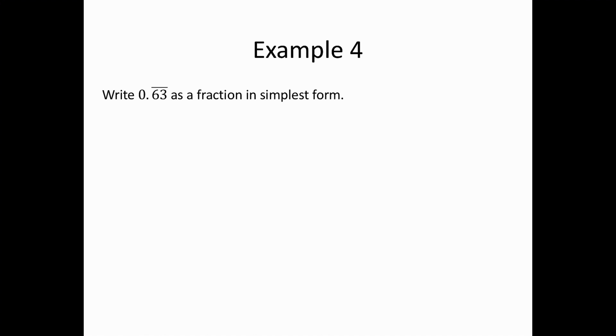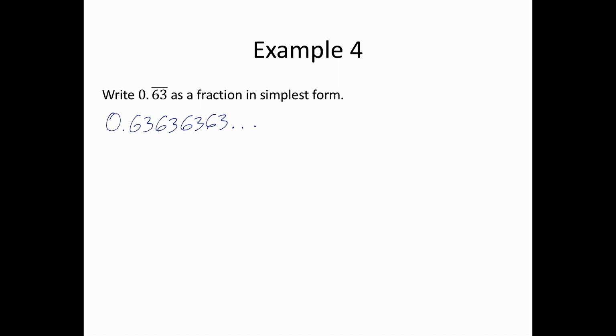Example 4 seems out of place, but we'll figure this out. It says to write that as a fraction in simplest form. So 0.63, it's got that bar above it. Remember, that's the repeater bar. So if we were to write this out the long way, it'd be 0.63636363, and it keeps going literally forever. So it's infinitely long. That's kind of how it ties into this infinite series that we're talking about here.